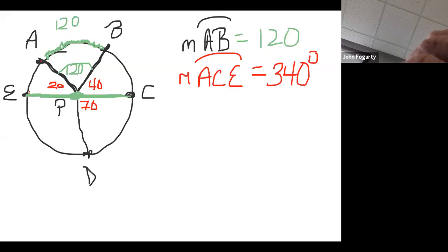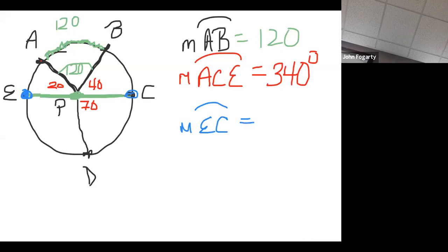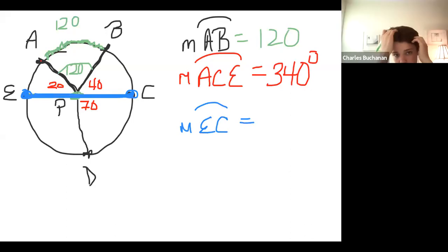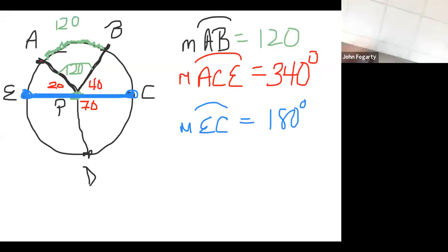Next one. What's the measure of arc EC? All right, well, here's E, and here's C. What is that? 180. That's a diameter, and the diameter cuts it into a semicircle. And what's half of a circle? 180, right? Makes sense, right?